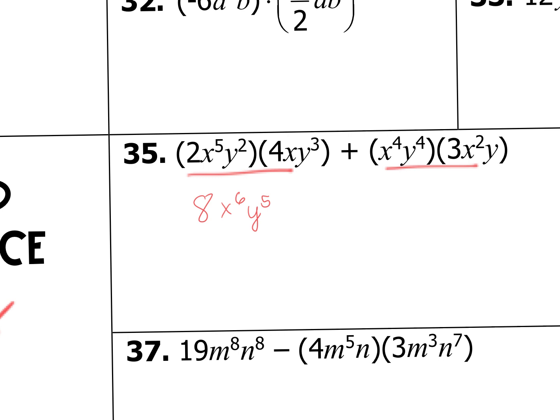2 plus 3 is 5. X to the 4, and then there's a coefficient, so you multiply the coefficient first. So we got 3, x to the 6, and y to the 5th. Now the bases are the same, so we are allowed to add them up. So we have 11, x to the 6, y to the 5th. So we keep the base and add the exponents.